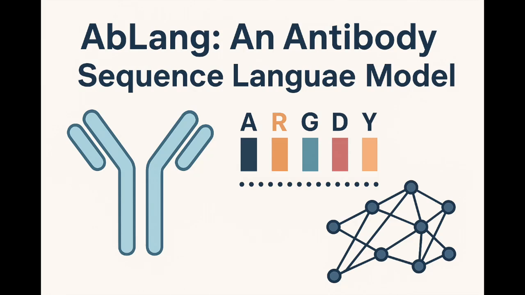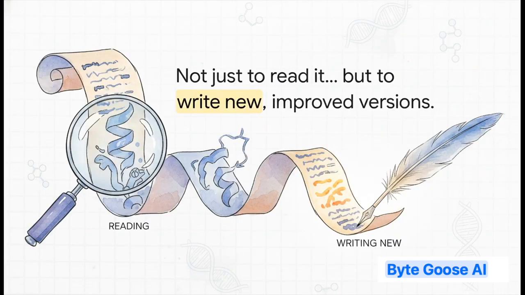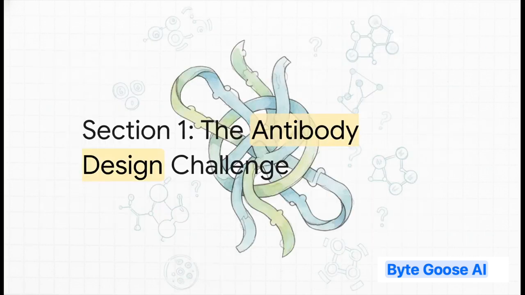Okay, let's dive into AbLang 2, a new AI that's changing how we design better medicines. So, what if we could actually teach a machine the complex language written in our antibodies? That's the whole idea behind a powerful new tool called AbLang 2. But first, why is designing these living medicines so incredibly difficult to begin with?